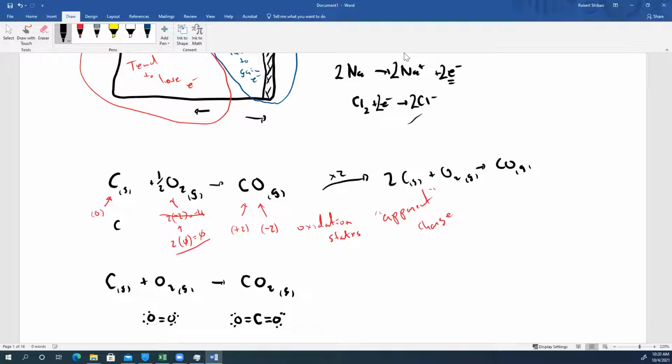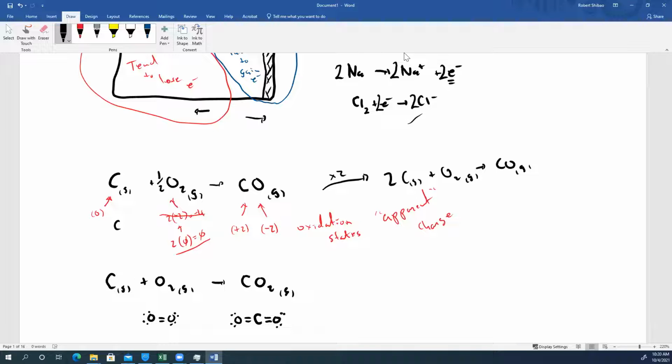This is CO2 here. These two lines represent what we call a double bond. If I have a single line, it'd be a single bond, and 3 lines would represent a triple bond. Double bonds are stronger than single bonds for the same elements, and triple bonds are even stronger. Triple bonds are some of the strongest bonds you can have.